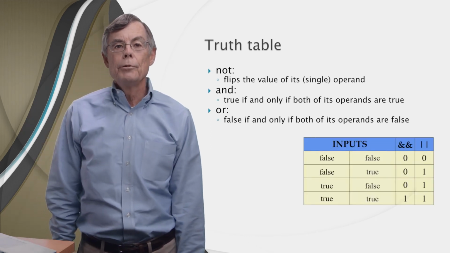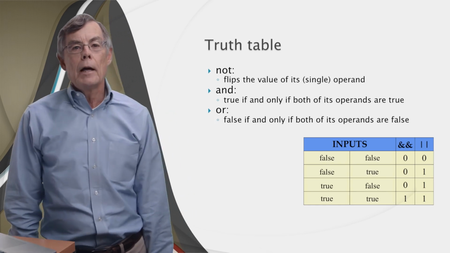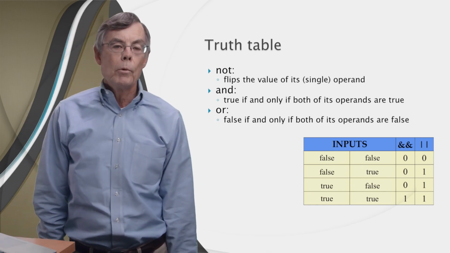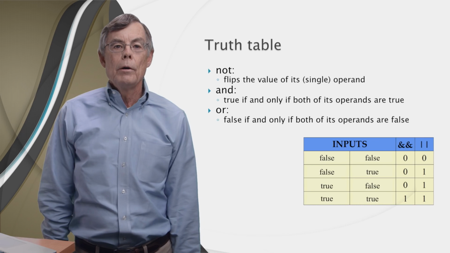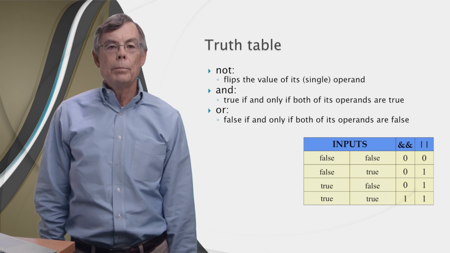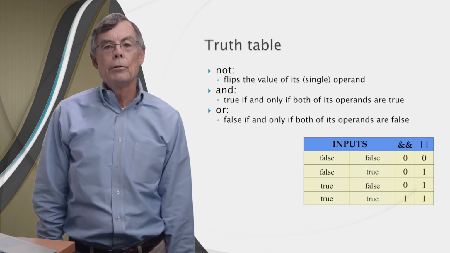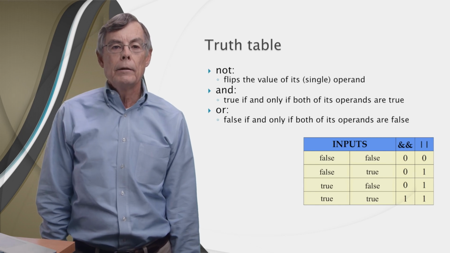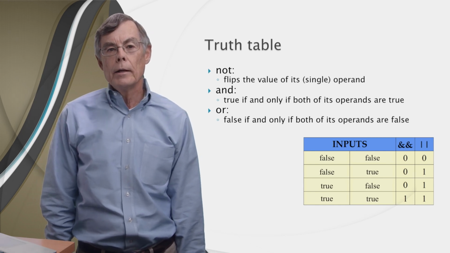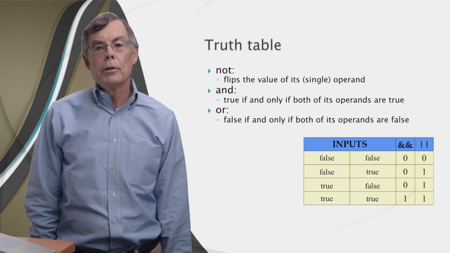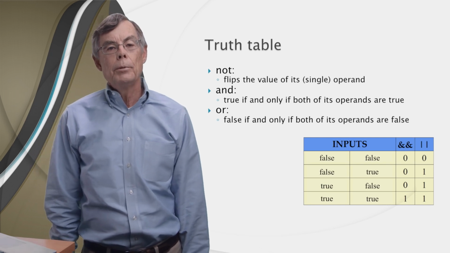This table is called a truth table. It specifies how logical operators work in a bit more formal manner. The 4 rows show all possible combinations of input values. And there are 2 columns of outputs, one for and one for or, over there on the right. They show the result of the operator for each input combination.